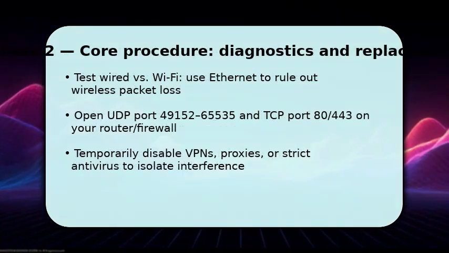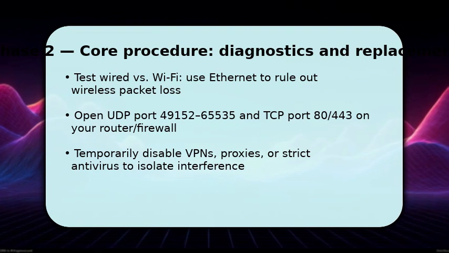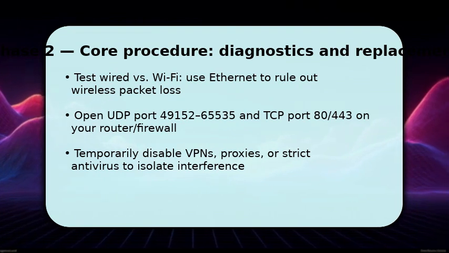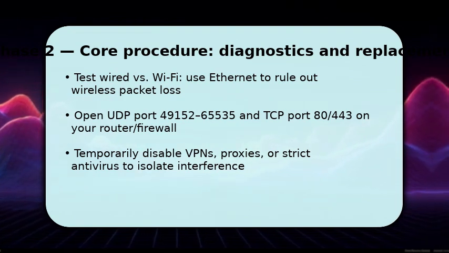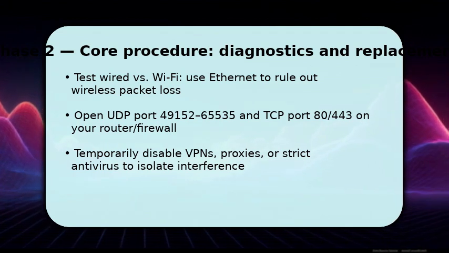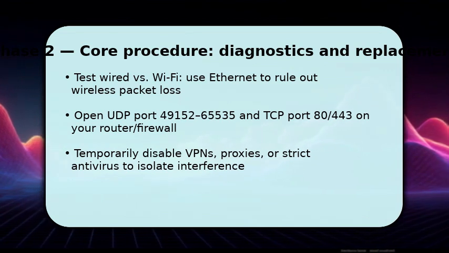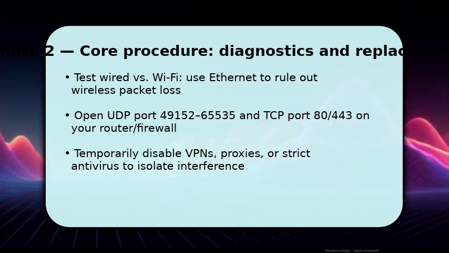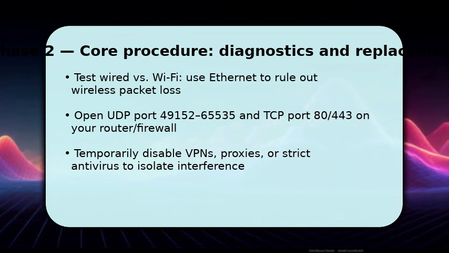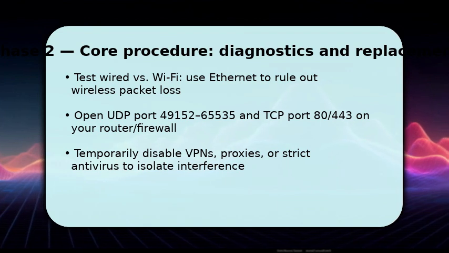Now you troubleshoot the network path. Switch to Ethernet to eliminate Wi-Fi dropouts because stable packets matter for server joins. Make sure UDP port range 49,152 to 65,535 and TCP 80 and 443 are not blocked on your router or firewall. Roblox uses those for matches. Port blockage causes unavailable server errors.